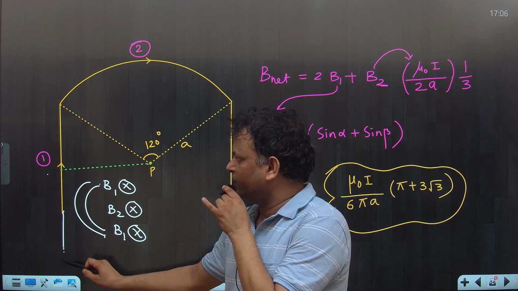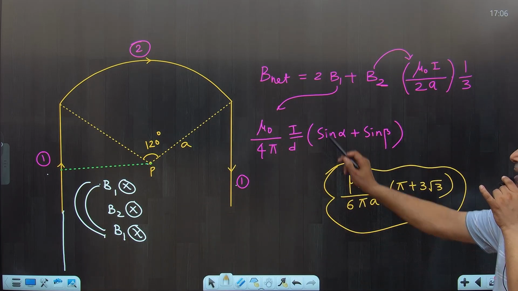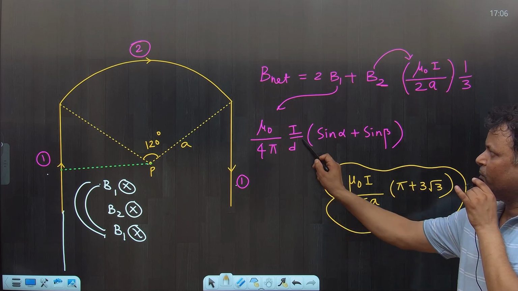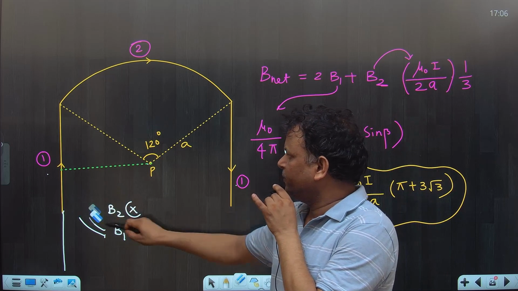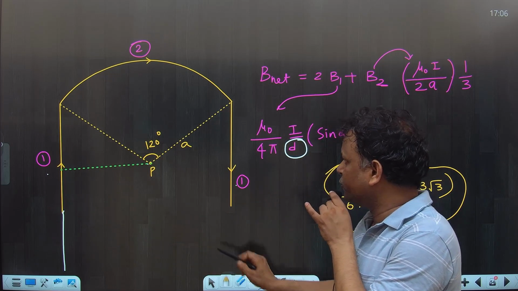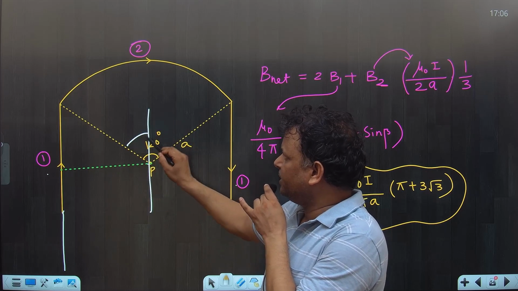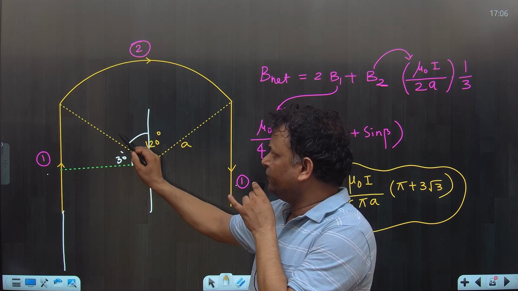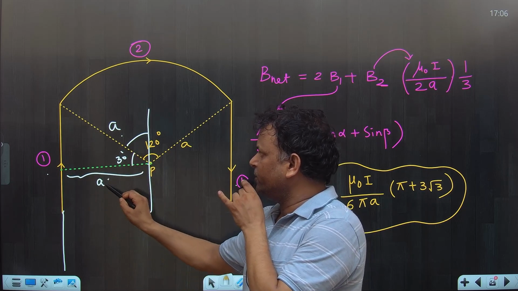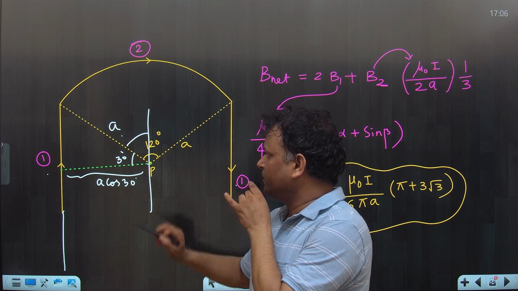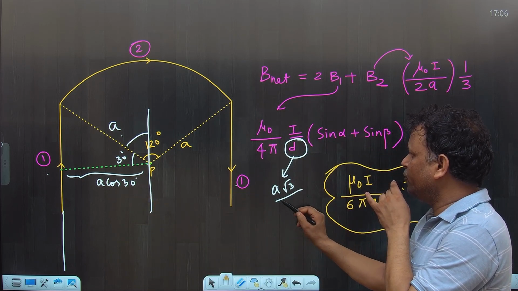What about B1? B1 will be, you just write the formula, mu naught by 4 pi I by D into sin alpha plus sin beta. What about D? D is the length of perpendicular. You just draw perpendicular from here. This is 120 degree, so this will be 60 degree. This is 30 degree. This is A, the radius. So length of perpendicular will be A cos 30 degree, right? So you keep D as A cos 30, means A root 3 by 2.